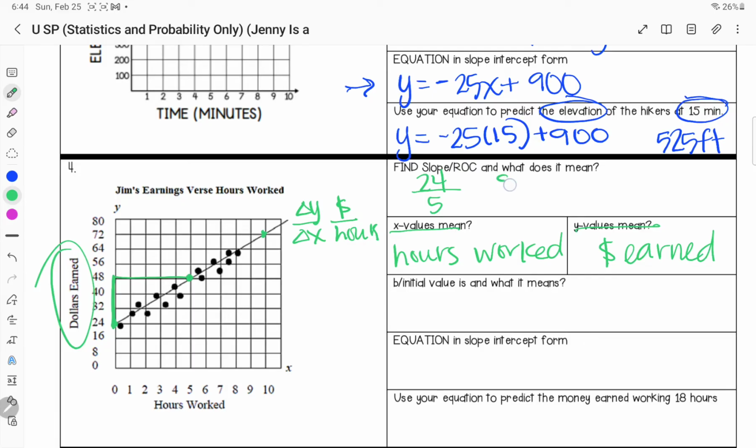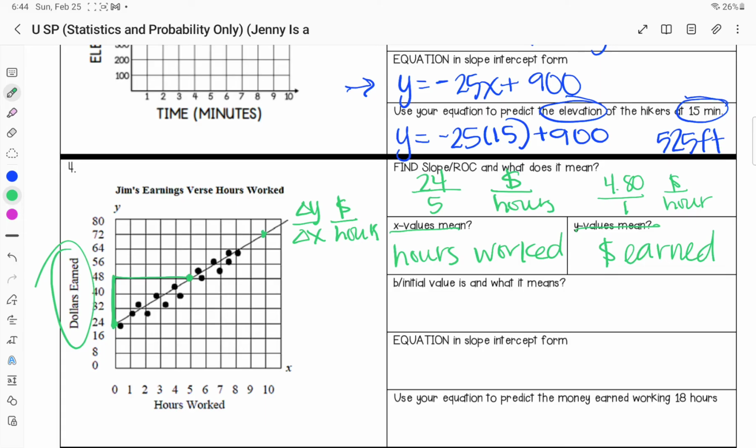And again, it's going to be money over hours. That's what my slope represents. I make $24 every 5 hours. And if you really wanted to simplify it, it would come out as 4.8. So $4.80 every hour. So money per hour. That's what our rate of change is. Jim needs to get a different job. That's not a very good paying job.